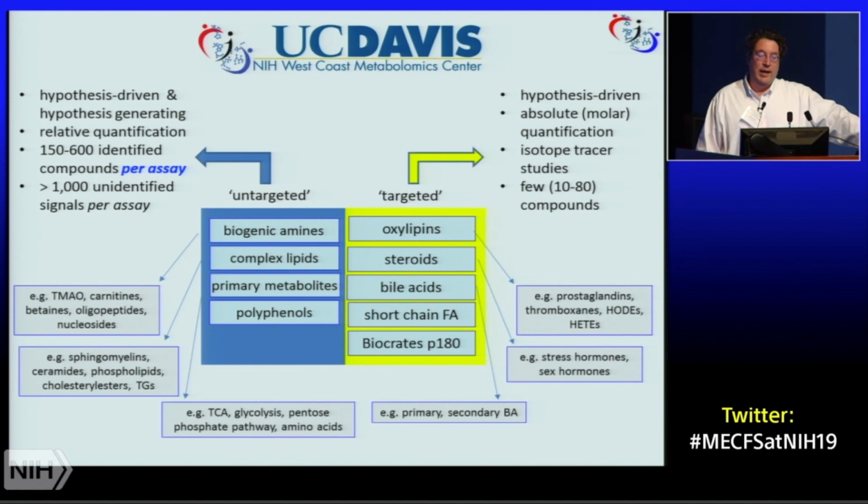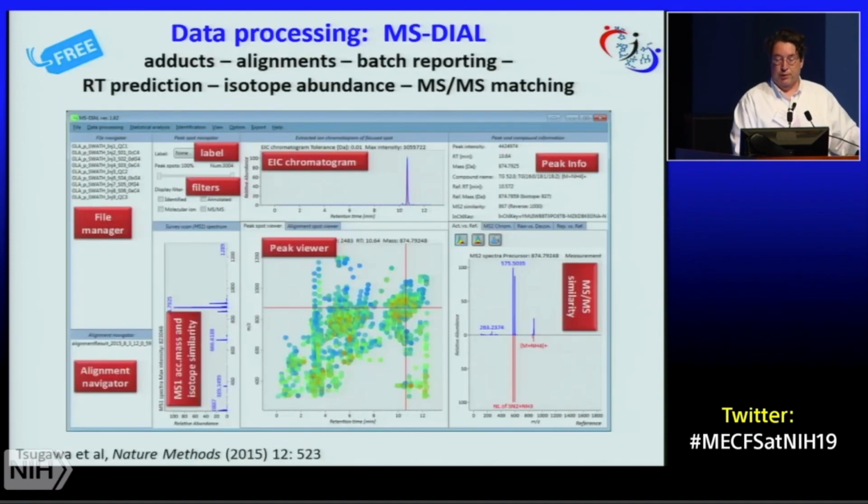And then again, we have targeted assays. Targeted assays are only hypothesis-driven. They're always given in absolute or molar concentrations. Usually these targets are 10 to 80 compounds per assay, for example, steroids or short-chain fatty acids or oxylipins. Many of those have already associated diagnostic roles. But we need to get to them in a targeted assay because they're usually very low abundant and sometimes also require very sophisticated types of cleanup tools and sample pretreatments.